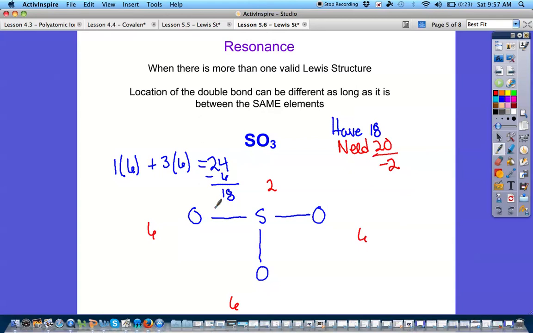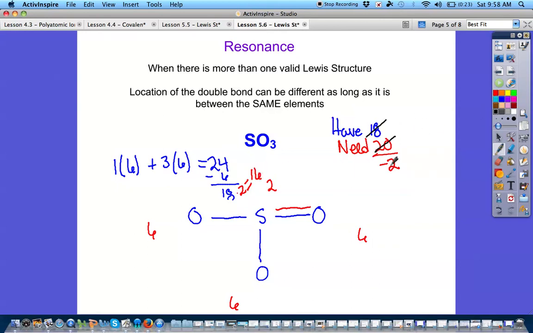So we are 2 short. So there's no way that we can make this as symmetrical as possible. So what resonance says is that I can put the double bond here, or I can put the double bond here, or I can put the double bond over here. It doesn't matter. All 3 of those places are valid places. It's just wherever you decide to put it. So then we're going to take away those 2 that are involved with our bonding. So that gives us 16.